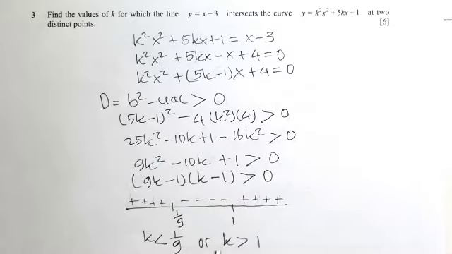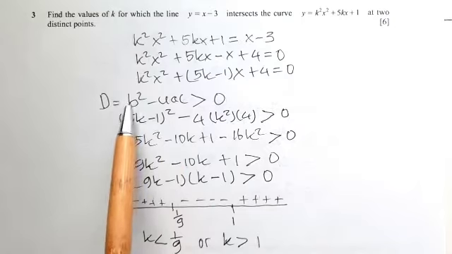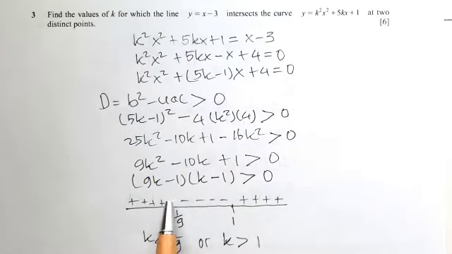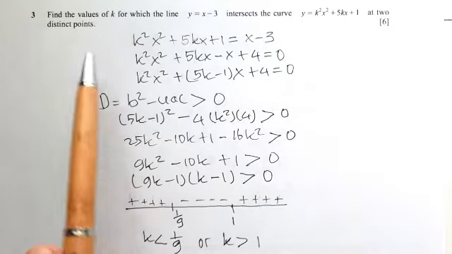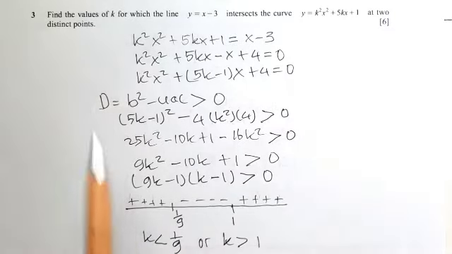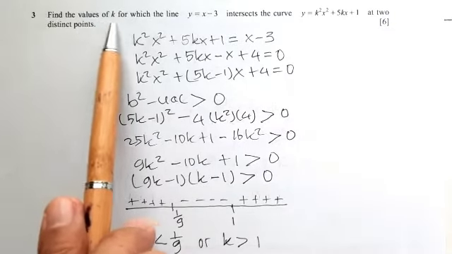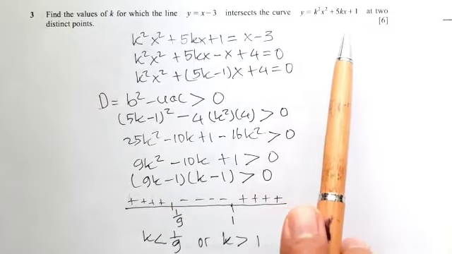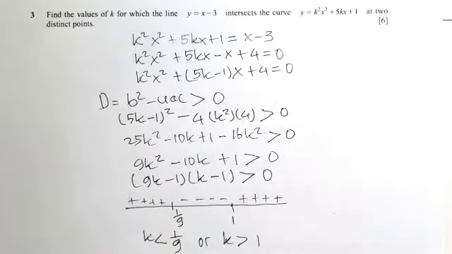Now, we want to find when b squared minus 4ac is more than 0. Thus in this sign diagram where the sign is plus, that is when k less than 1 over 9 or k more than 1. Thus that is the answer for this question. Thus the values of k for which this line and that curve intersect at two distinct points, that is when k less than 1 over 9 or k more than 1.